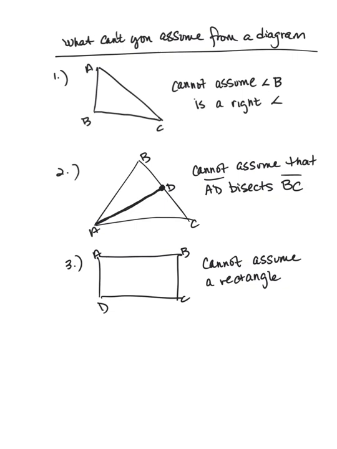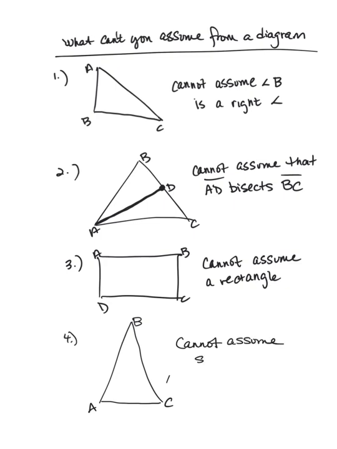So if I gave you a triangle that looked isosceles, all right, this definitely looks isosceles, but I can't assume it unless somebody tells me that AB is congruent to BC, or if they tell me that angle A is congruent to angle C. So you cannot assume sides are congruent. Okay, you have to be given more information.